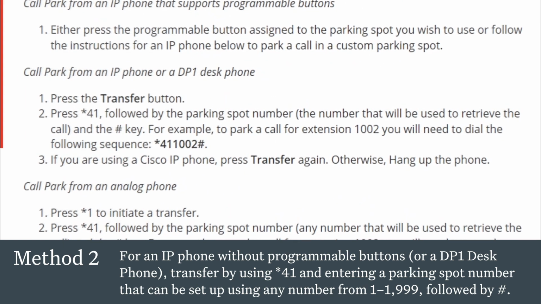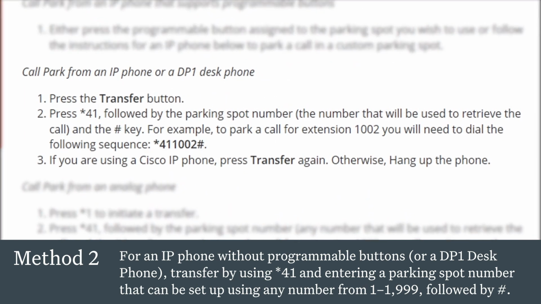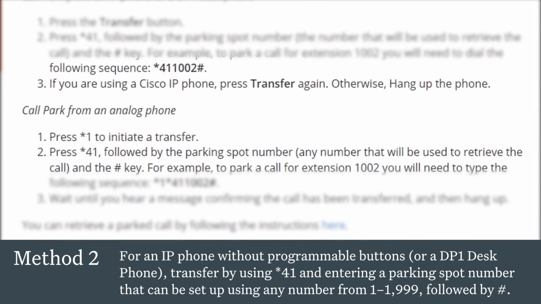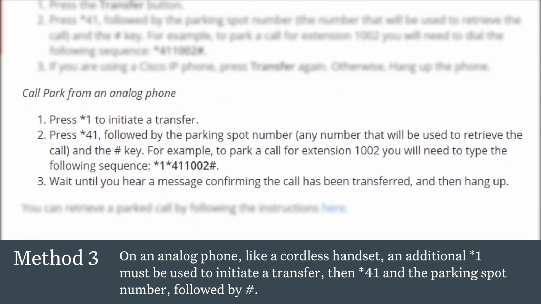For an IP phone without programmable buttons or a DP1 desk phone, the process is to transfer using star code 41 and entering a parking spot number that can be set up using any number from 1 to 9,999, followed by pound. To retrieve a call from any other device, use star 41 and the parking spot number, followed by pound. On an analog phone, like a cordless handset, an additional star 1 code must be used to initiate a transfer. Then, star code 41 and the parking spot number, followed by pound.